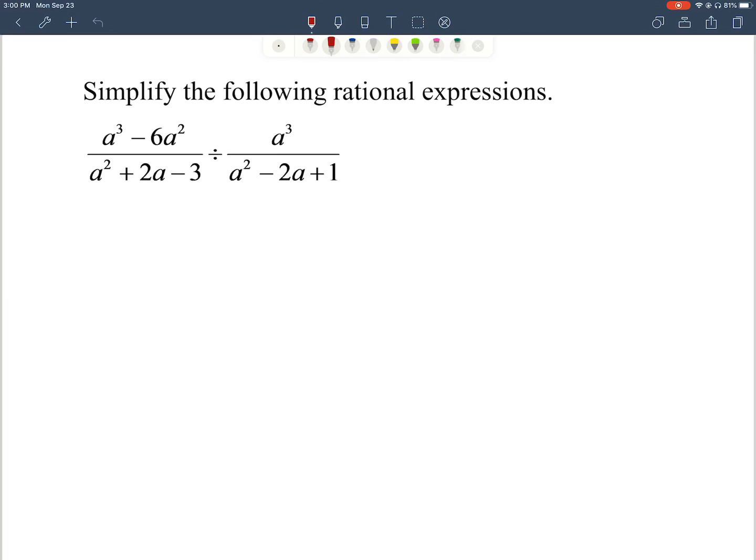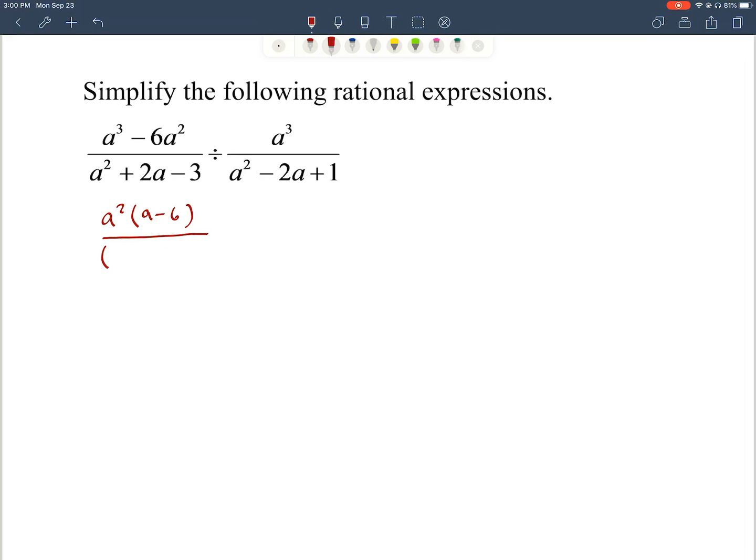So the next one here, we're going to simplify the following rational expression. We have a to the third minus 6a squared divided by a squared plus 2a minus 3, divided by a to the third over a squared minus 2a plus 1. So first thing we're going to do here, let's go ahead and factor everything. On the top, we're going to factor out an a squared times the quantity of a minus 6.